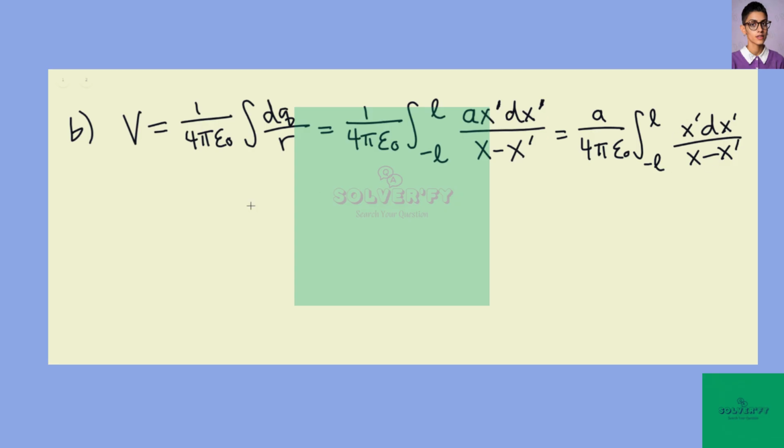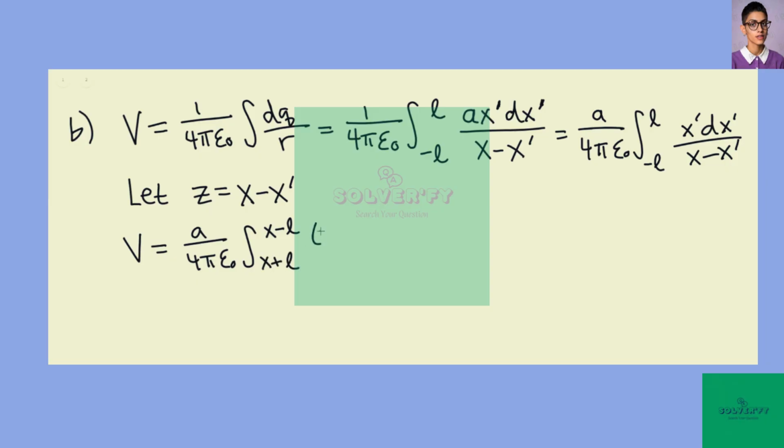So here we can do a substitution. It's probably our best approach. We can define a new variable z to be this x minus x prime. And this will give us an equivalent integral. Remember, we have to change our bounds for this new equivalent integral. The integrand becomes x minus z, dz, all over z.